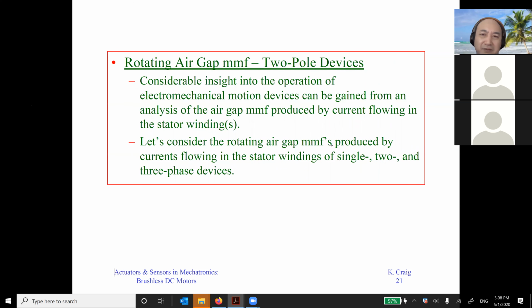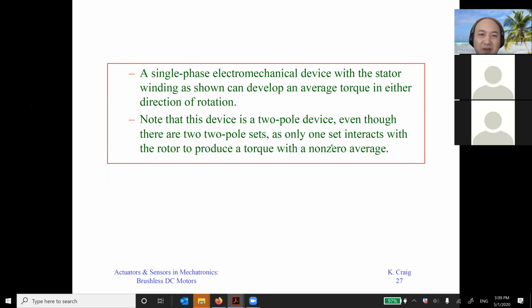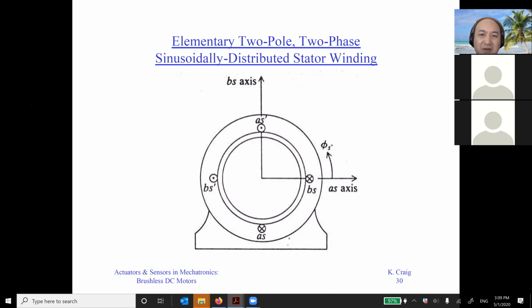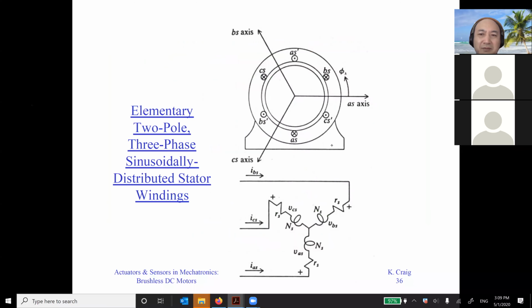So that's for one pole. Now let's talk about more cases. So we have two poles, single phase, sinusoidally distributed stator winding. We have something similar. These are the two phases, two poles. Let's check. This is commonly used.